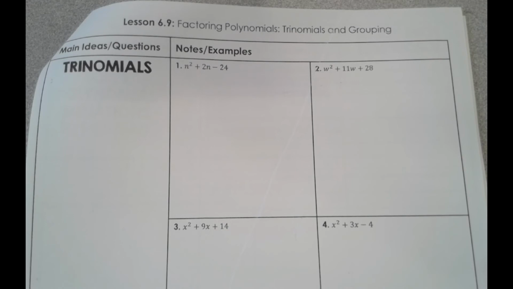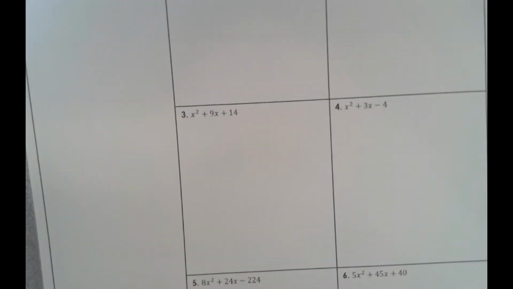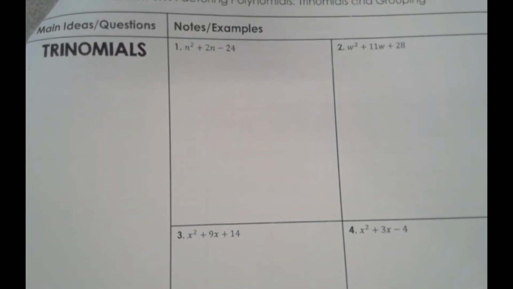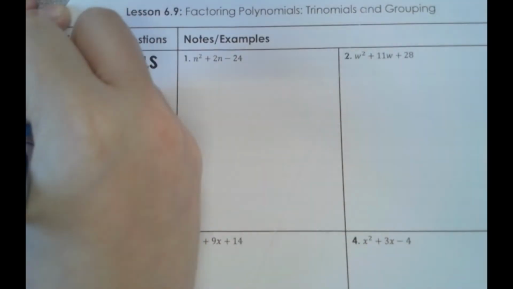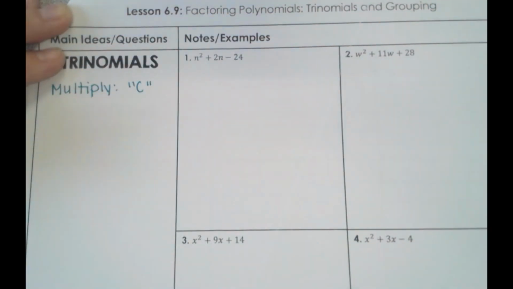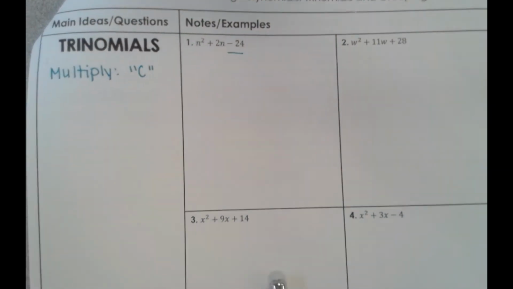So, two types of factoring. The first one is trinomials. We've done this before, so it should seem like a review. In trinomials, that's where we look for two numbers that multiply to be your C value. So we're looking for two numbers that multiply to be your C. That's the last number. So in this example, it's negative 24.